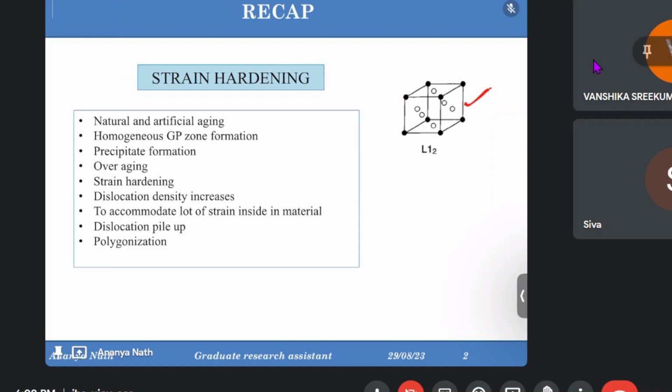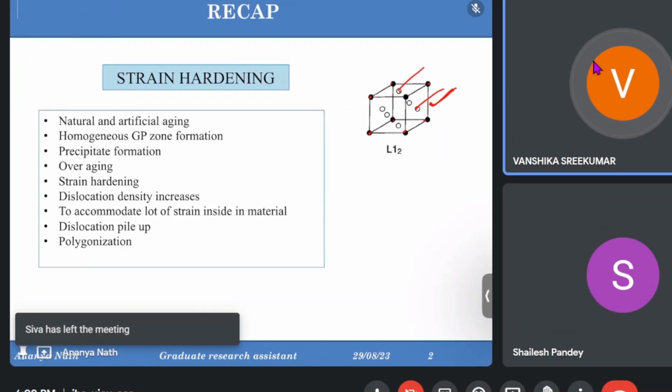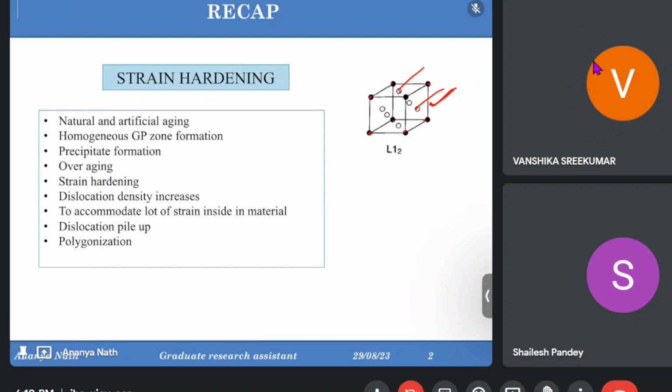It's basically a face-centered crystal structure where these are the lithium atoms and these are the aluminum atoms. Wherever you place it for L12, it will look similar, whether you place the lithium or the aluminum. Ma'am, actually, I did not understand this L12 that sir was discussing. Okay, the structures are very simple.